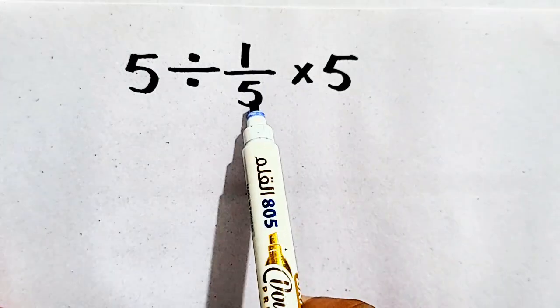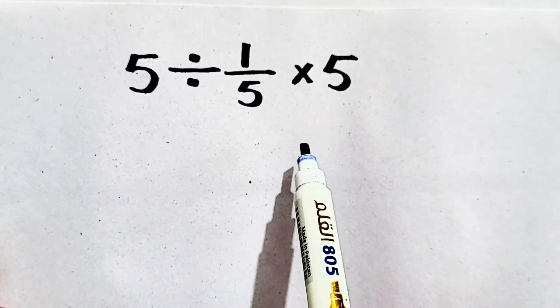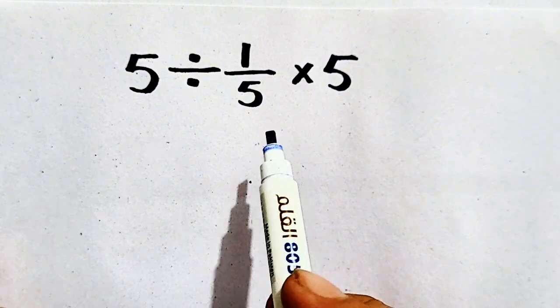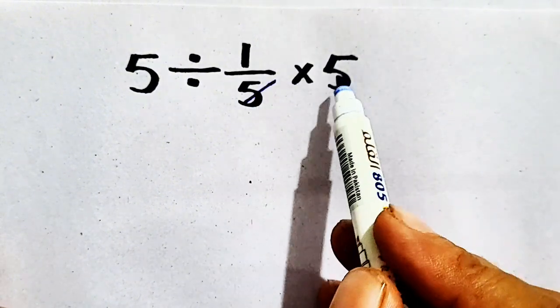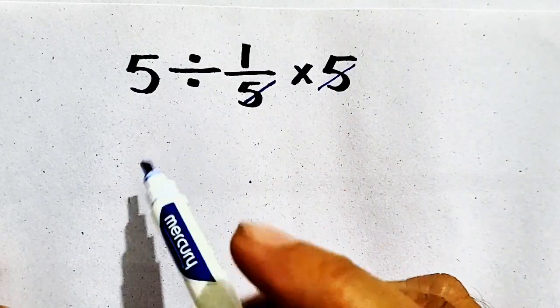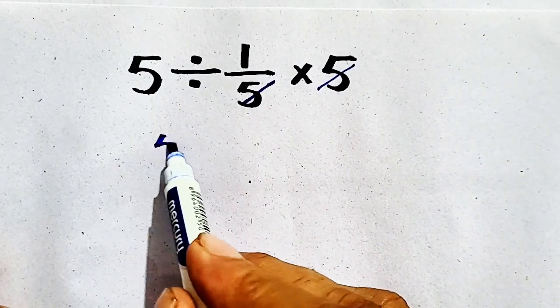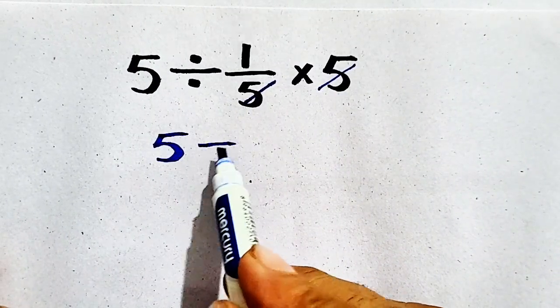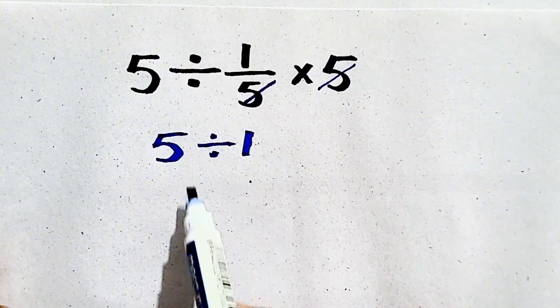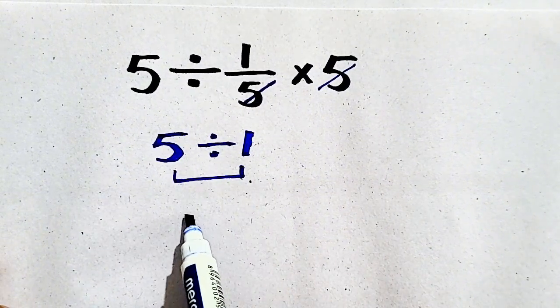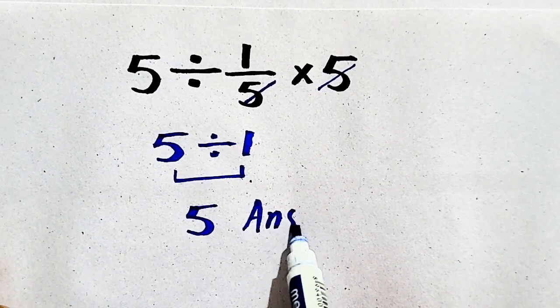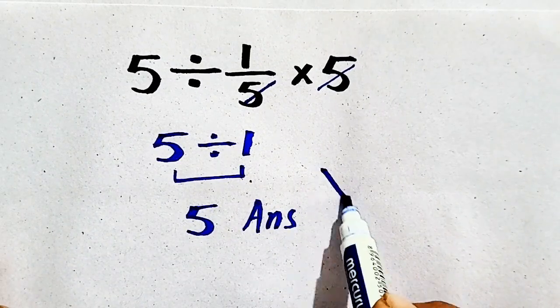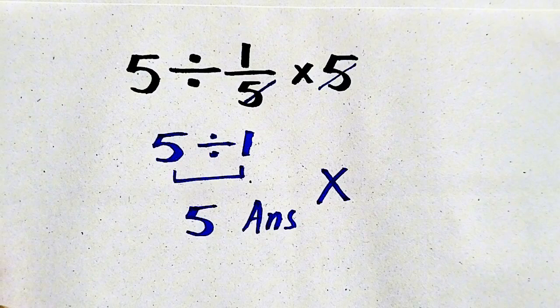5 divided by 1 over 5 times 5. It is looking very simple, and 5 is cancelled with 5, so the remaining portion is 5 divided by 1, and 5 divided by 1 means 5 will be our answer, but remember that it is incorrect.